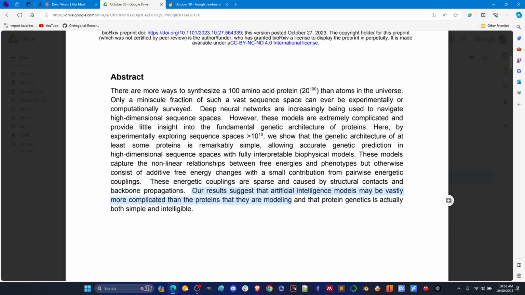Our results suggest the artificial intelligence models may be vastly more complicated than the proteins that they are modeling, and that protein genetics is actually both simple and intelligible. So this is where we talk about the map from genes to proteins. We have this genetic space, we have this protein space. Compared to the predictions that deep neural networks produce, that space is actually simpler, but also more intelligible in terms of the biology.